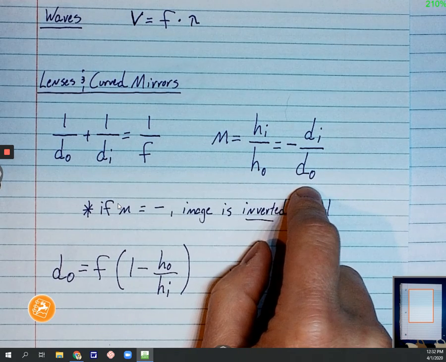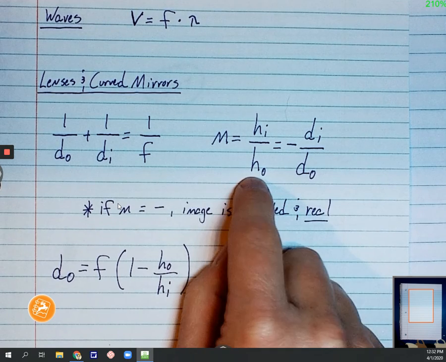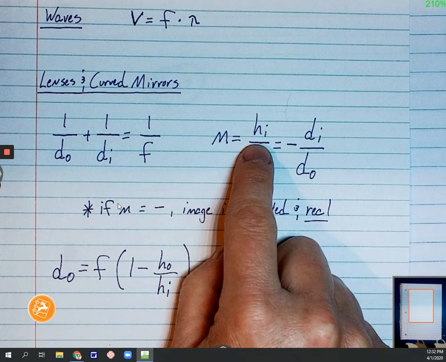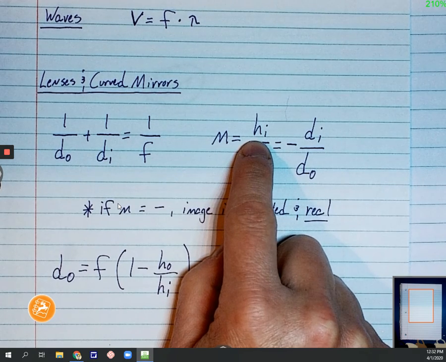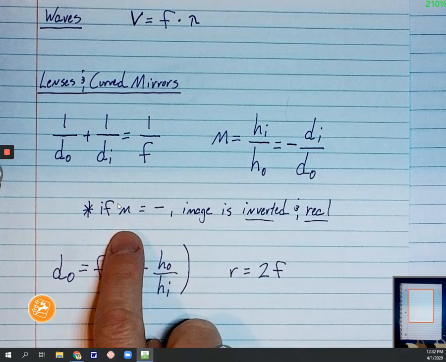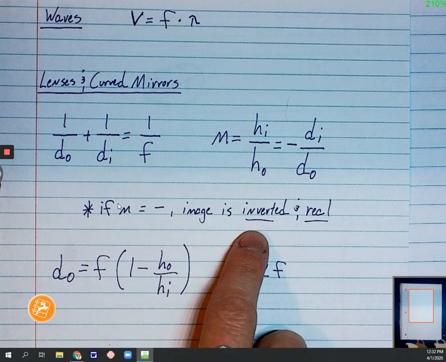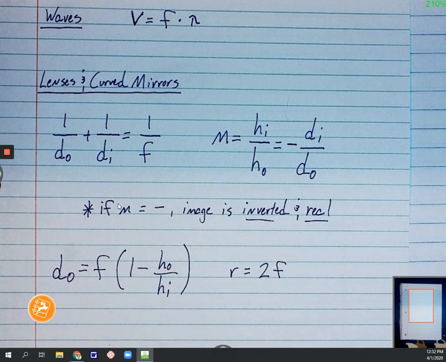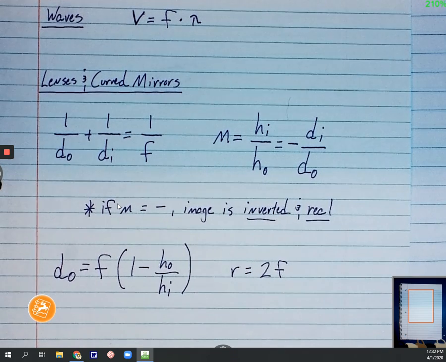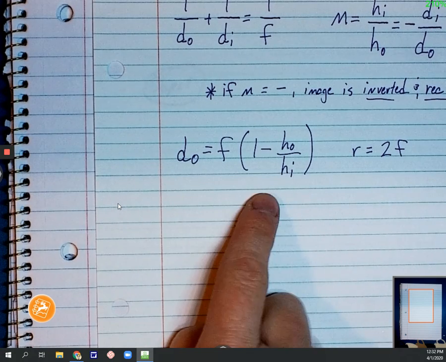Now, keep in mind, if the height of your image is negative, that means that it's going to be upside down, okay? Or in other words, if your M is negative, then your image is an inverted image, but it's also a real image. Now, here is something that we didn't really touch on the other day, and I'm kind of smacking myself that we didn't. Look at this little formula written down here.